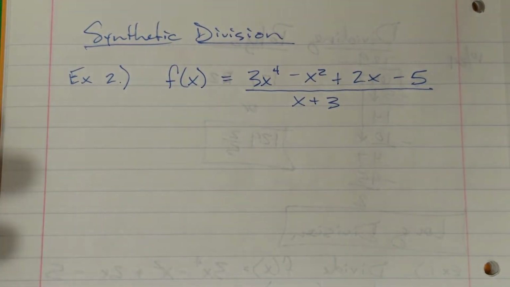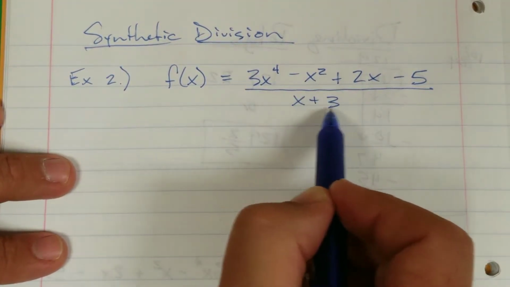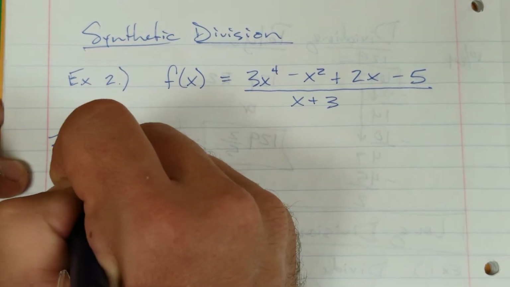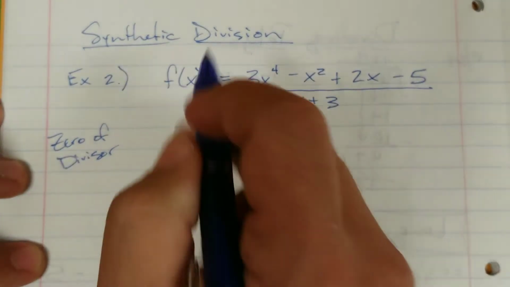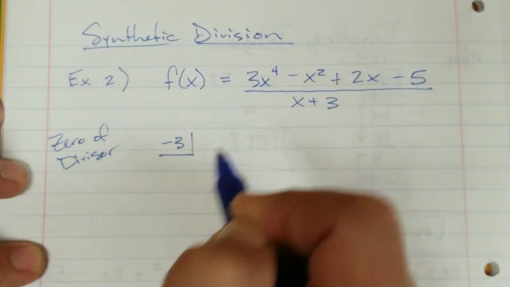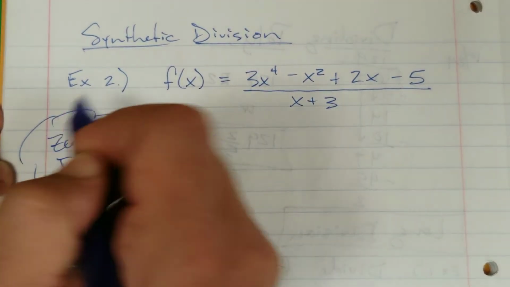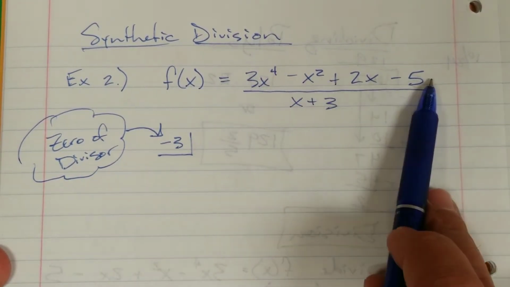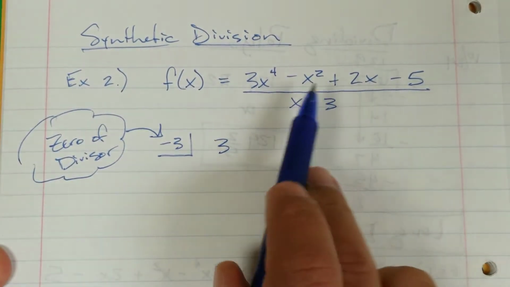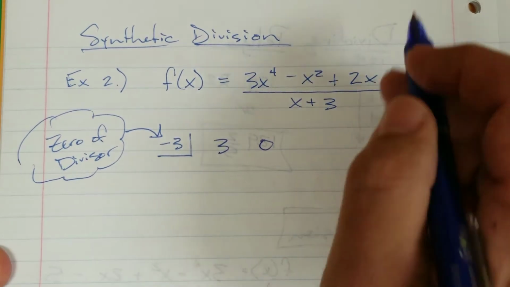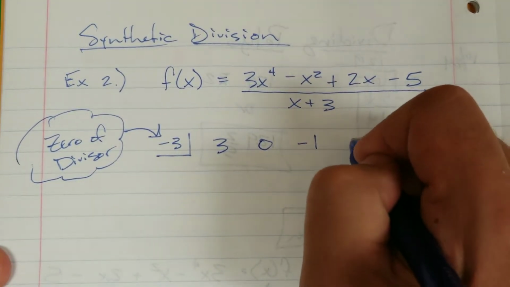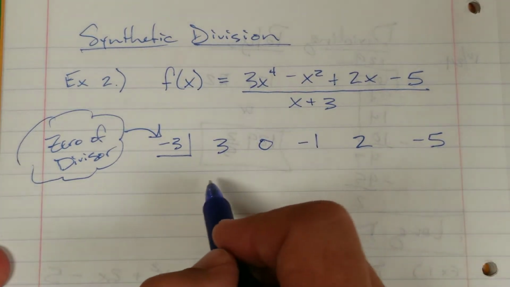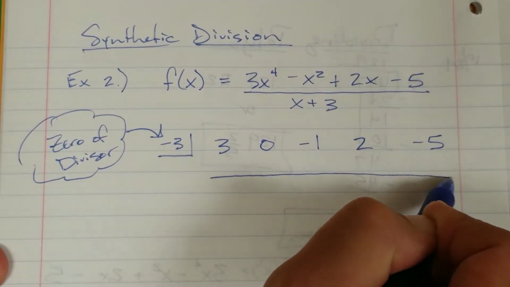So synthetic division sets up a little differently. What you want to do is take the 0 of the divisor, which is -3, and we'll put that in a box. A little half box like that. Now, the dividend here, we want to write out the coefficients. So 3, don't forget your 0x cubed, so put a 0 there. -1, 0, 2, and -5. Write out your coefficients, and we're going to skip a space because we're going to write some stuff in right here.